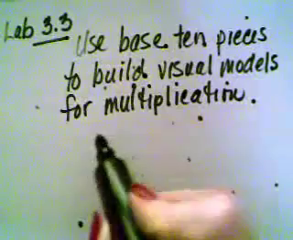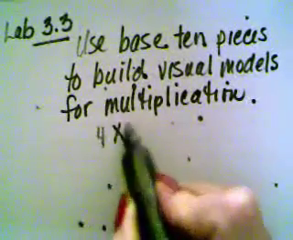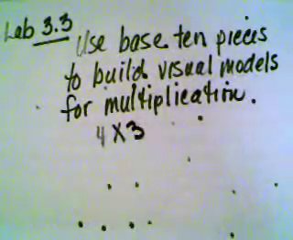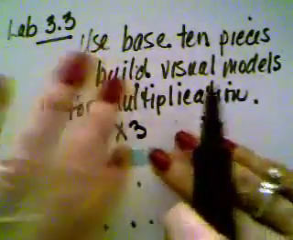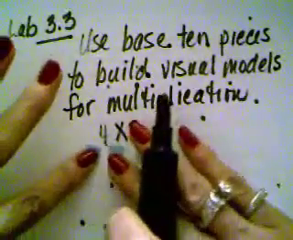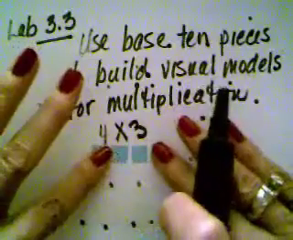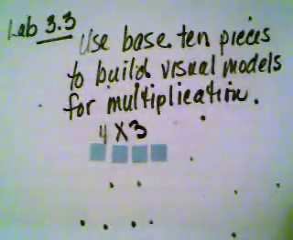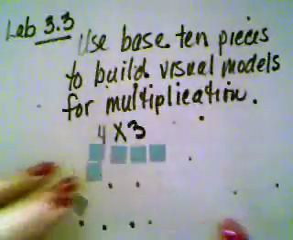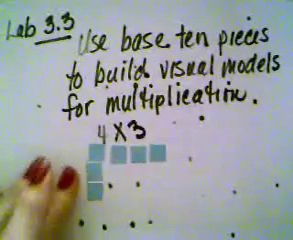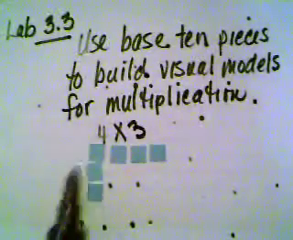So if I want to show the multiplication of 4 times 3, then I'm going to get 4 units. We're using our base 10 pieces. They're blue and they will show up, so that's good. And I have 3 units. So I have 4 horizontally and I have 3 vertically.